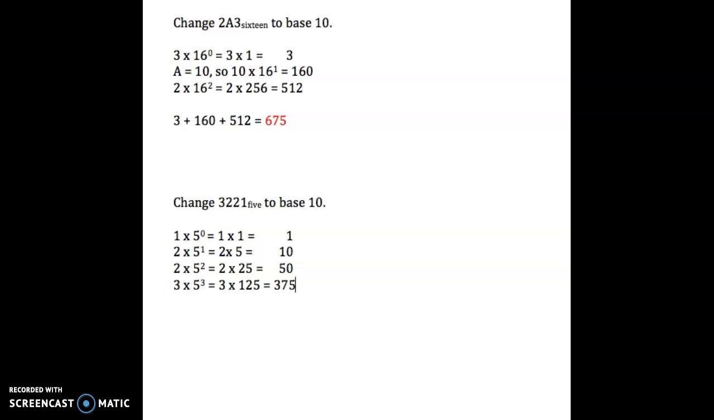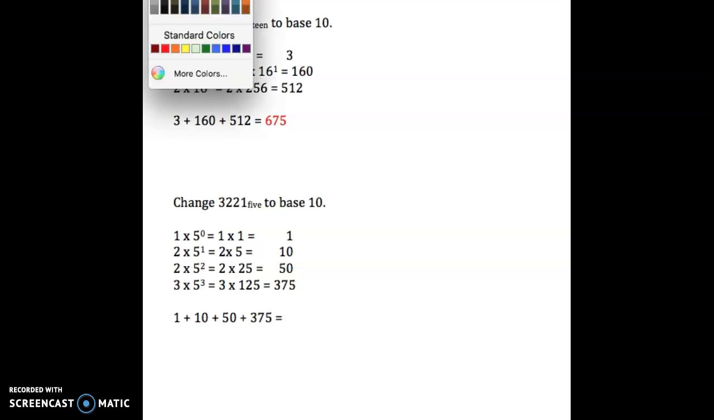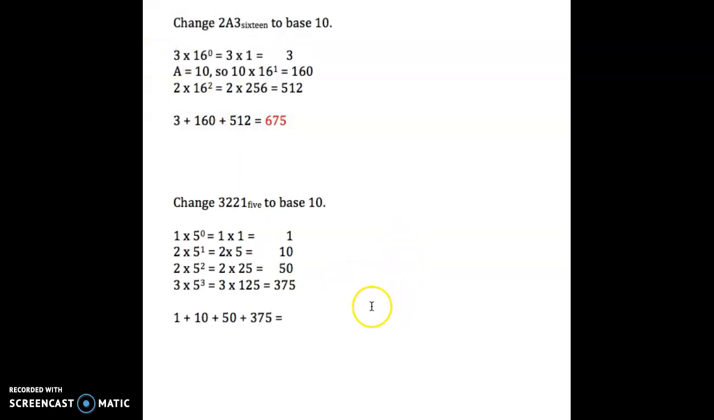So I've changed each place into base 10. Now I just need to total everything up, so I'm going to add those. 1 and 10 and 50 and 375 for a grand total of 436.